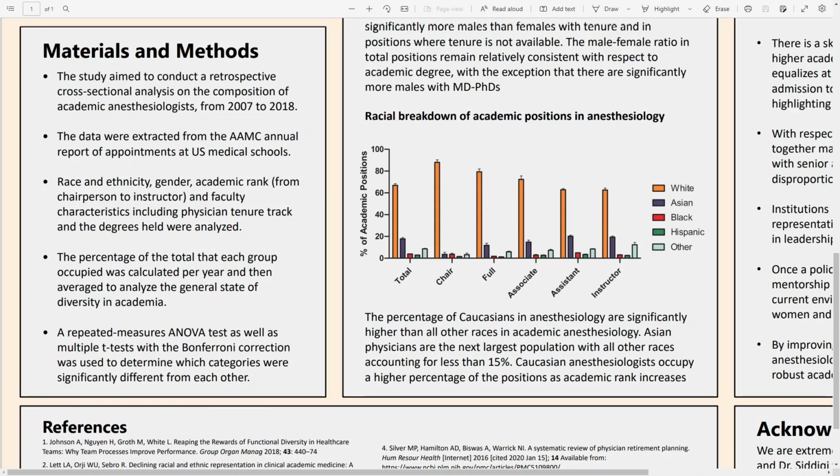The percentage of the total group was calculated per year and then averaged to provide a look at the general state of diversity over the 12-year period of analysis. Average academic rank, tenure, and degree distributions were reported by gender and race categories. For statistical analysis, we used the repeated measures ANOVA test to see if any groups were different, and multiple t-tests with the Bonferroni correction to identify which groups differed significantly.